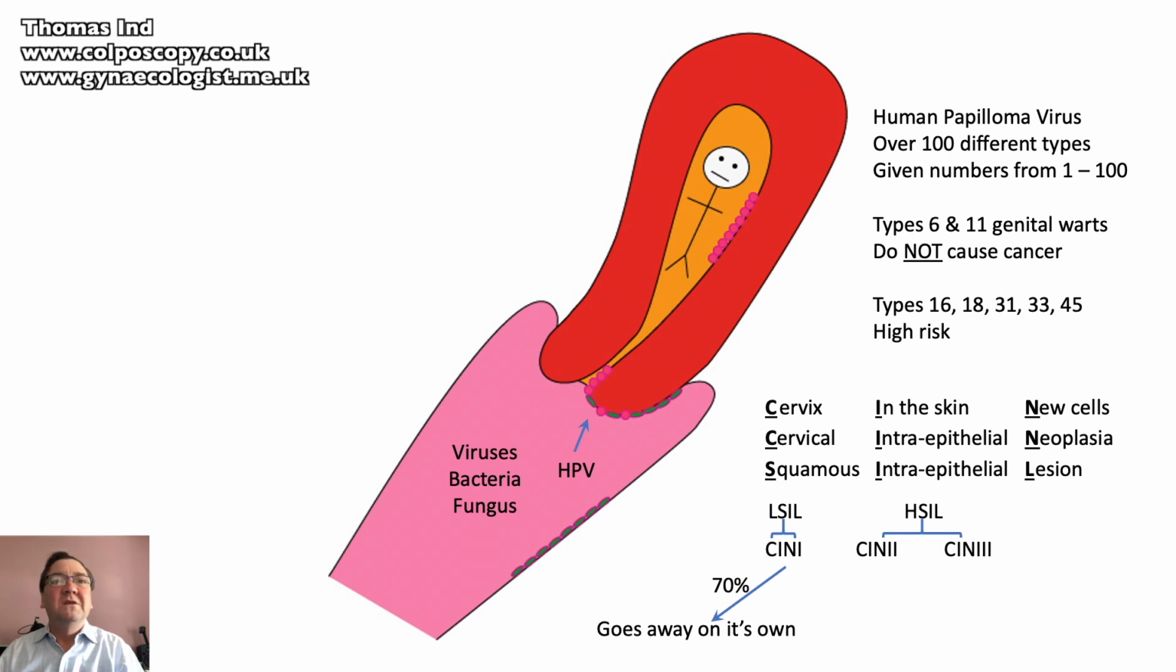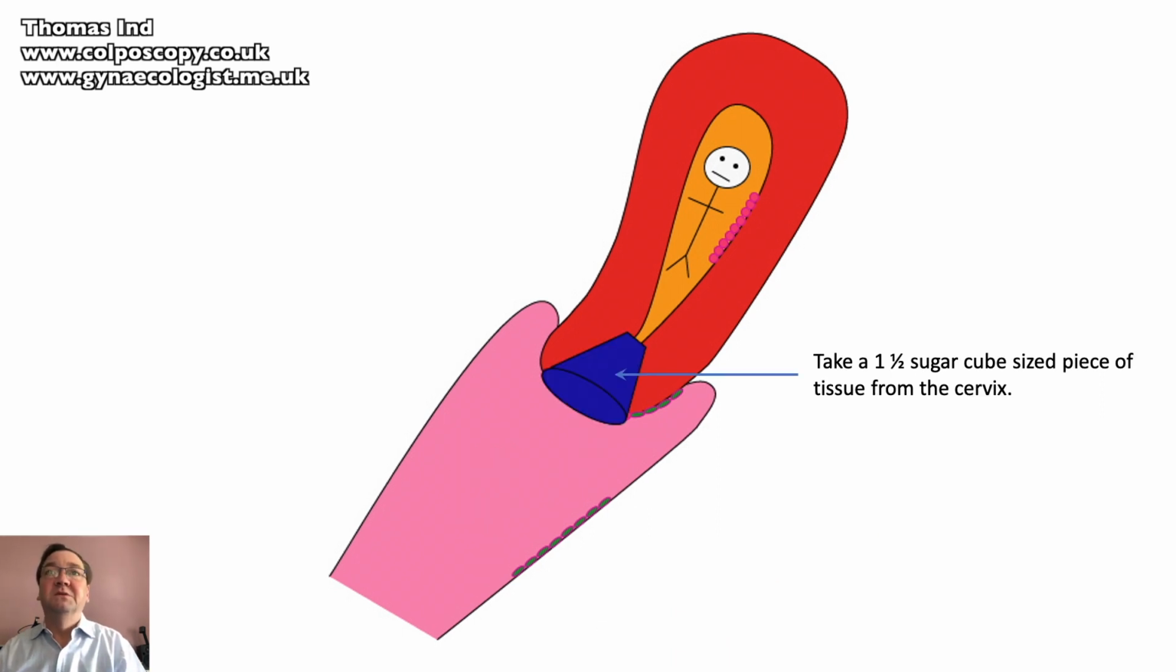Now, we know that about 70% of people with CIN1, it just goes away on its own, untreated. So generally speaking, if you've got CIN1, you'll probably just be observed over a 6 to 9 month period. If you've got CIN2 or 3, there's probably less than a 20% risk over a 10 to 20 year period of developing cancer. But that means you're in the group where we want to do something preventative. And often we will take out a small sugar cube sized piece of tissue from the neck of the womb.